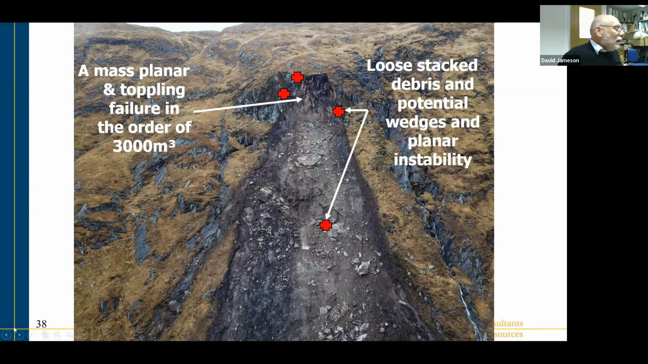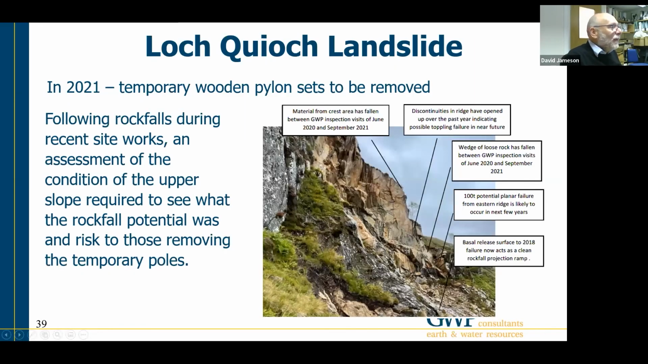So last year I went out there to have a look at it, and I went back up this year again to have a look at the condition of the upper slope, because the temporary wooden pylon sets were going to be removed, the electricity board having installed some large mega pylons which span the entire rockfall risk area. But they're still going to have people working in and around the areas of the temporary pylons when they decommission them.